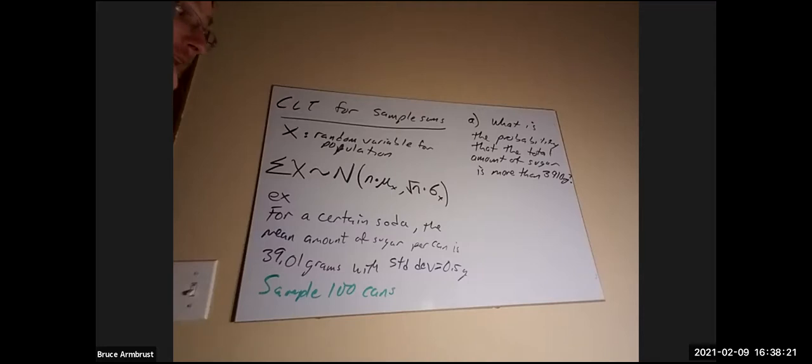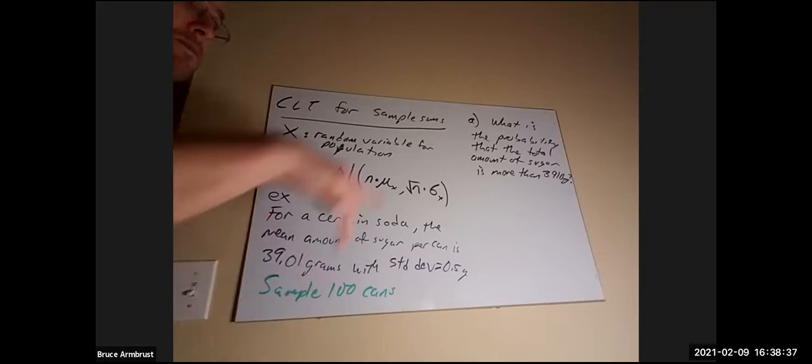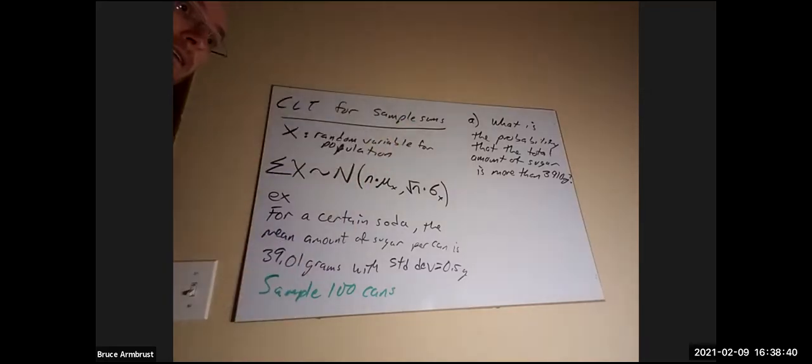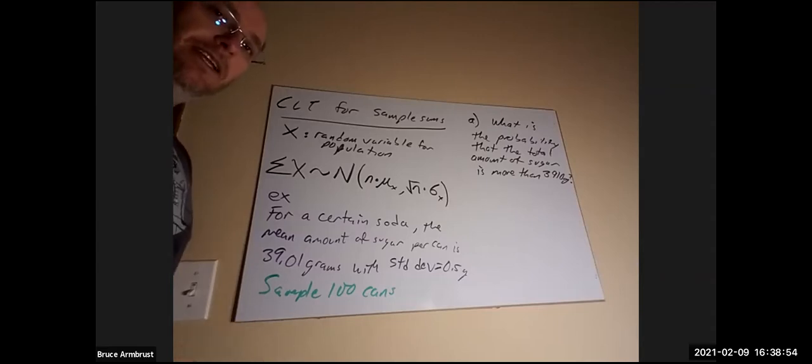Now, what we should expect, if we're going to have on average 39.01 grams, we should expect something like 3,901. We'll multiply that by 100. So this isn't a lot more than that, but let's see what that probability gives us. All right, so what command are we going to use? What are we going to tell our calculator to do here?